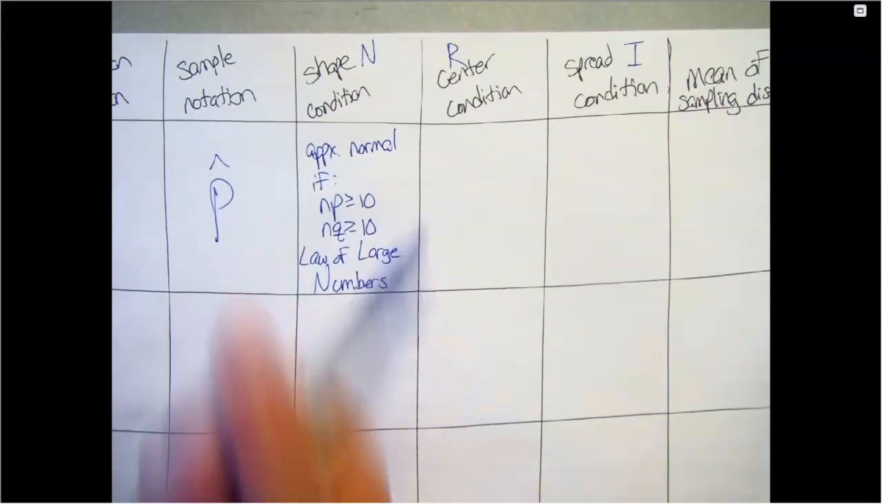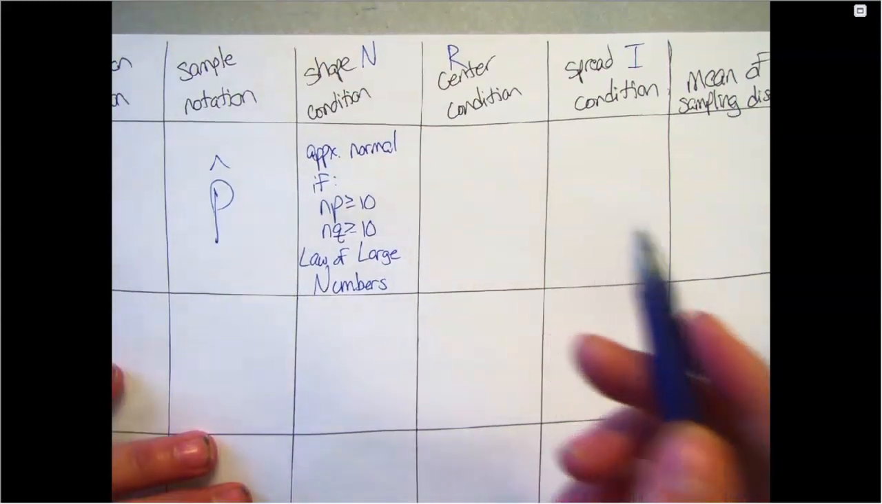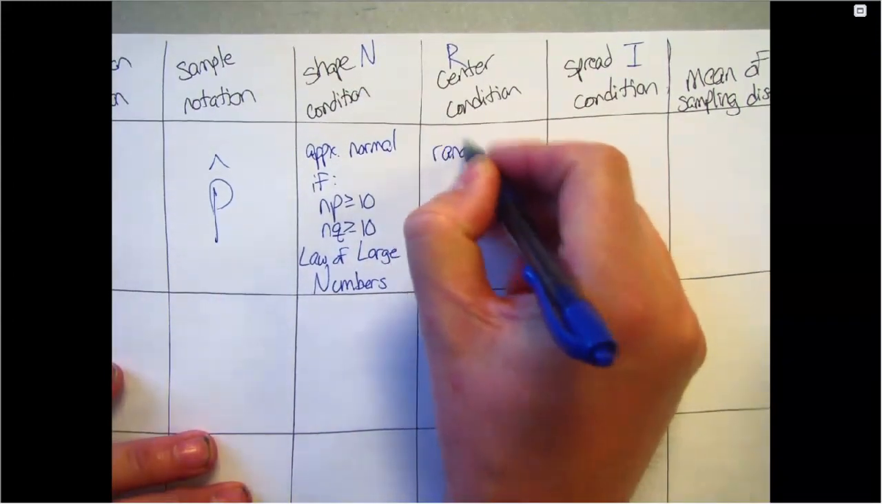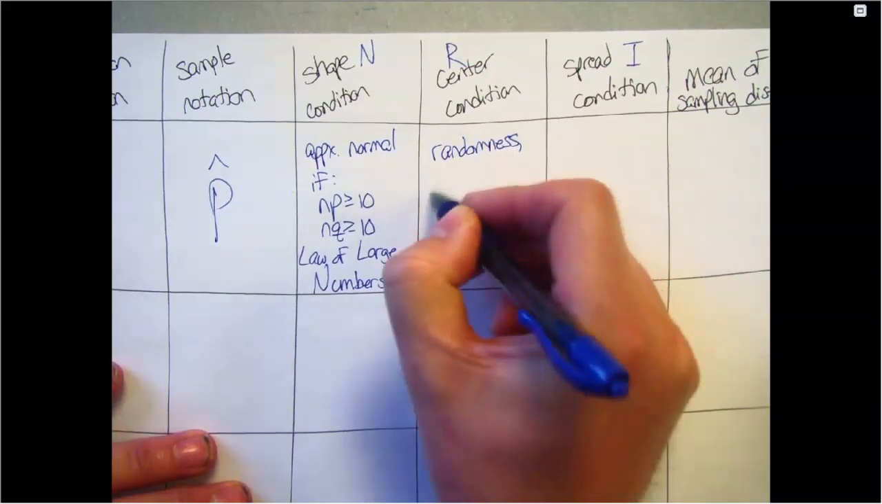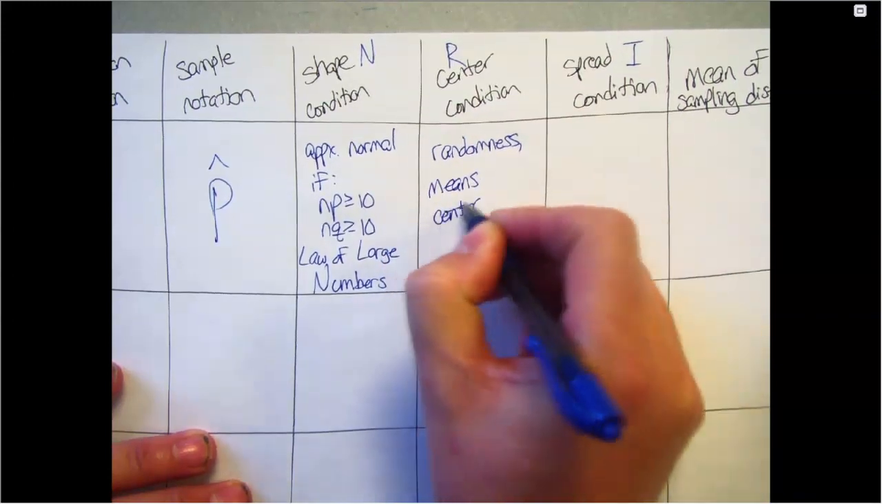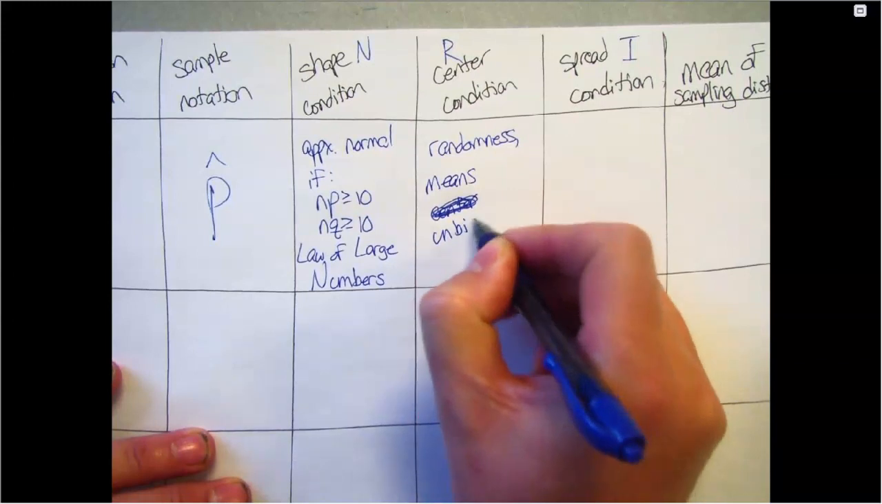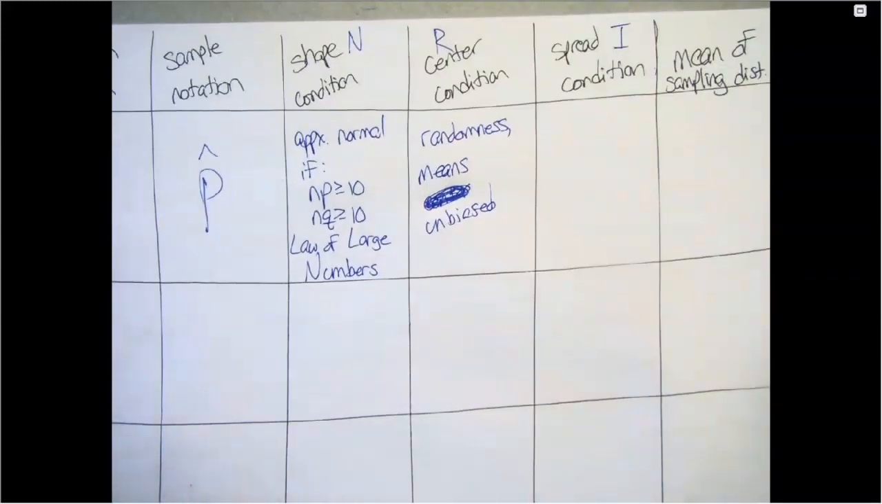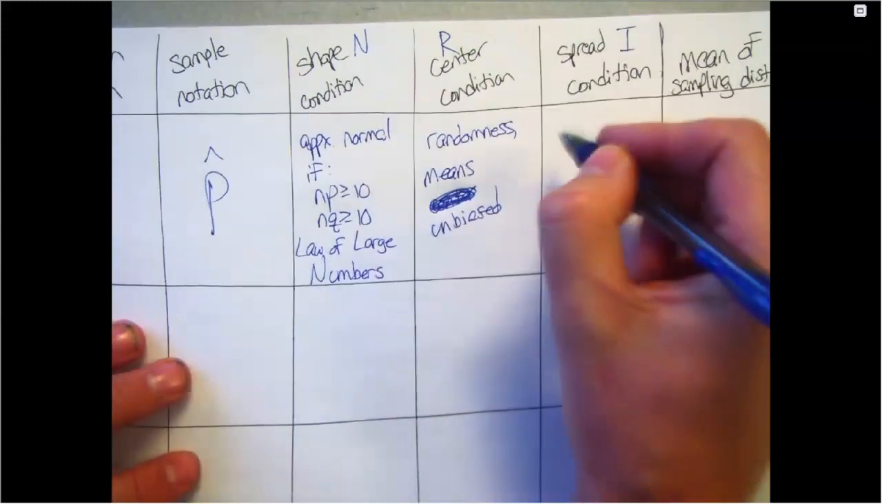The center, or the R, what we call R, we need randomness. Means unbiased. The spread was independence.